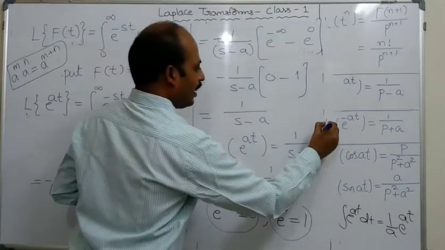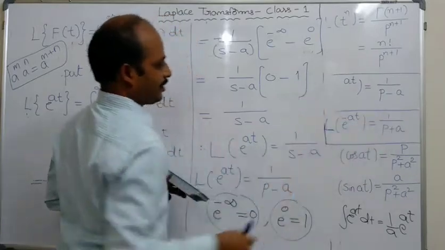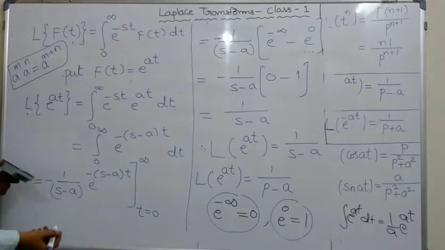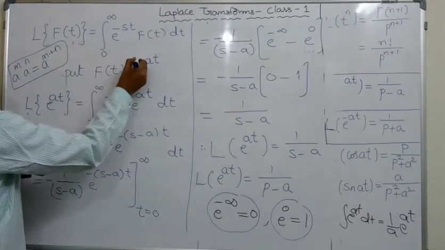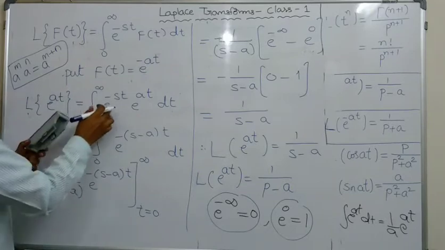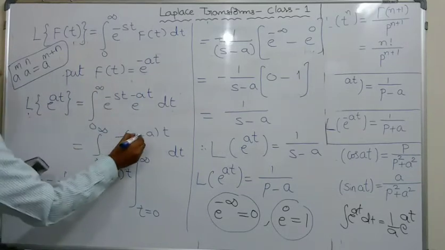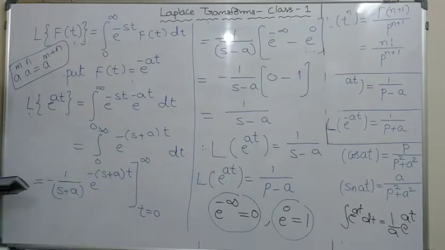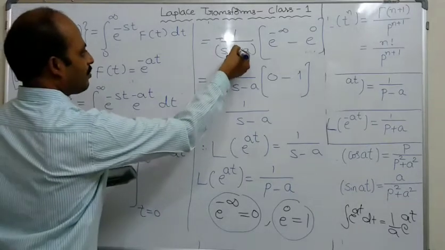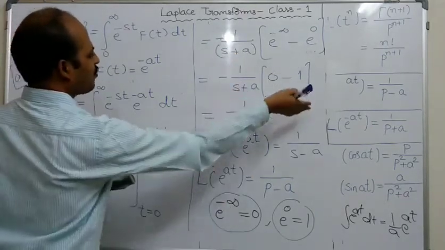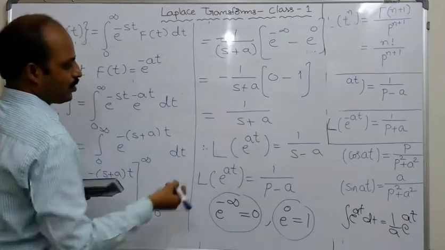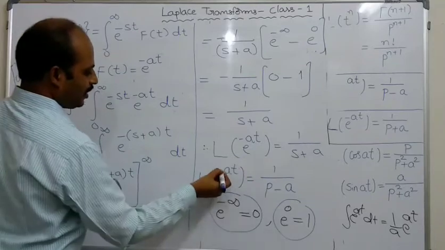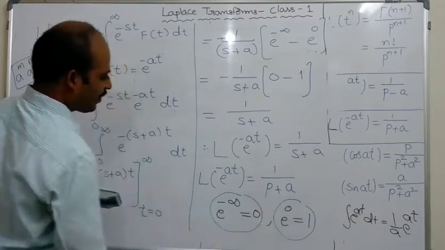Similarly, you can write L of e power minus at is equals to 1 by p plus a. This is one of the simplest proofs. If you replace f of t is equals to e power minus at, you get e power minus st e power minus at. By making minus common, s plus a into t, you get s plus a. Again here also s plus a. So simple, minus 1 by s plus a, 1 minus 1 by s plus a, 0 minus 1 as it is, 1 by s plus a. So L of e power minus at is equals to 1 by s plus a. In terms of p, L of e power minus at is equals to 1 by p plus a.